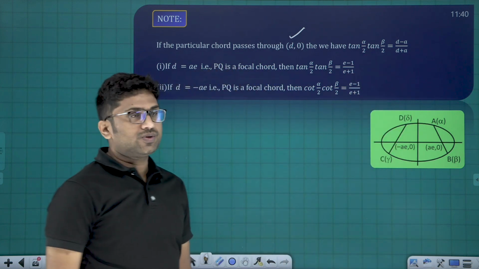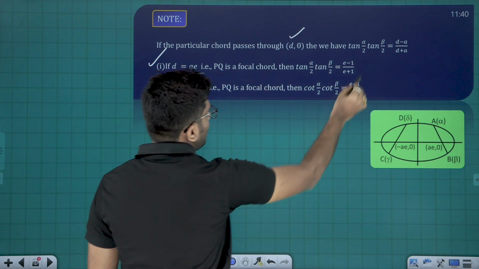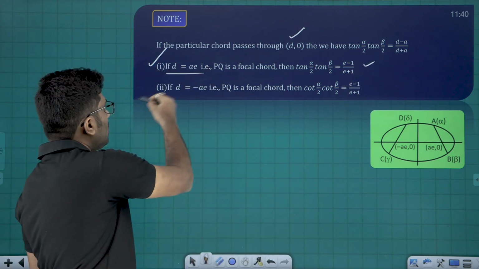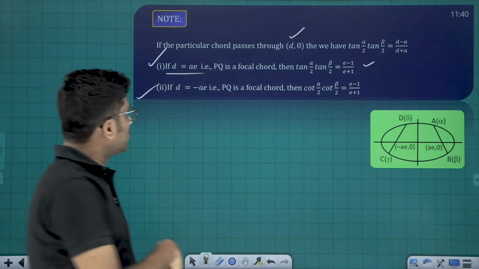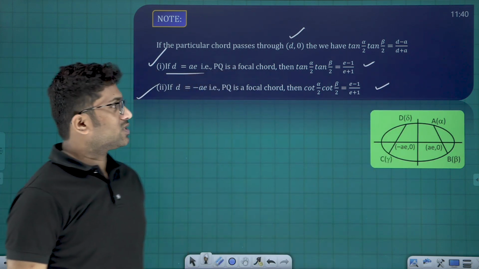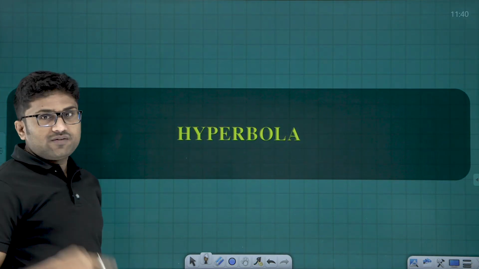Friends, now if this chord passes through a point d comma 0, then tan alpha by 2 into tan beta by 2 is d minus a by d plus a. If this is a focal chord, that is d equals a, then tan alpha by 2 into tan beta by 2 is e minus 1 by e plus 1. If d equals minus a, the other focus, then cot alpha by 2 into cot beta by 2 is e minus 1 by e plus 1. Very important points. Kindly make a note. With that, we are done with ellipse.